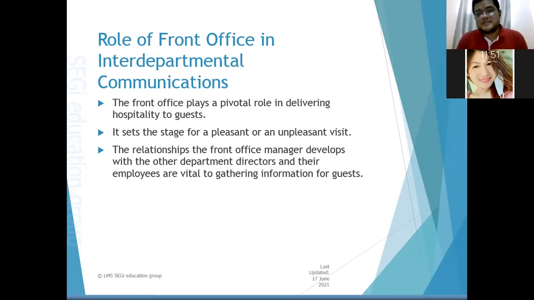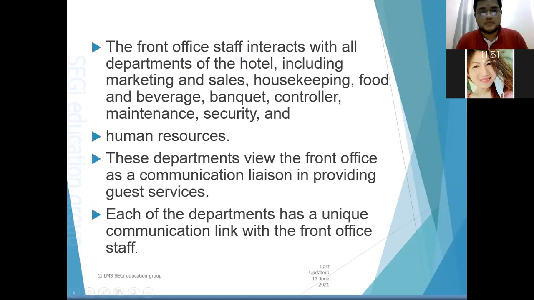So front office is the one who will most of the time be delivering hospitality to the guests. It sets the stage for a pleasant or unpleasant visit. Because front office is the one who has contact with the guest, even if other people are making the mistakes, you will be the face of the hotel, and handle it. The relationship of the front office manager developed with other department directors is vital to gathering information for the guests. In other words, you must have good relationships with other departments so that coordination will be effective.